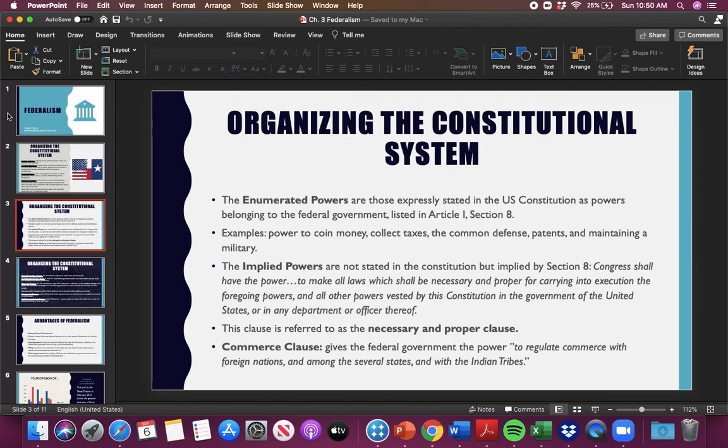This is things like the power to coin money, so we all have the same currency. If we go back and look under the Articles of Confederation, each state had its own currency. And so if you had your money in currency from Massachusetts and you went to New York, you couldn't spend your currency. You had to convert it to their currency. Under the federal system, the entire country uses the same form of currency.